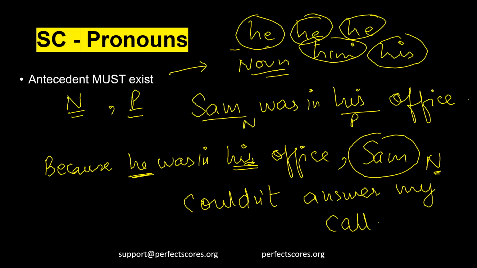Now, this noun in place of which you use the pronoun is called an antecedent. Now, ante means before, but before is not with respect to its position in the sentence. Before is with respect to the meaning. So antecedent is basically the noun in place of which you are using that particular pronoun. And it must exist. So that's the first rule.